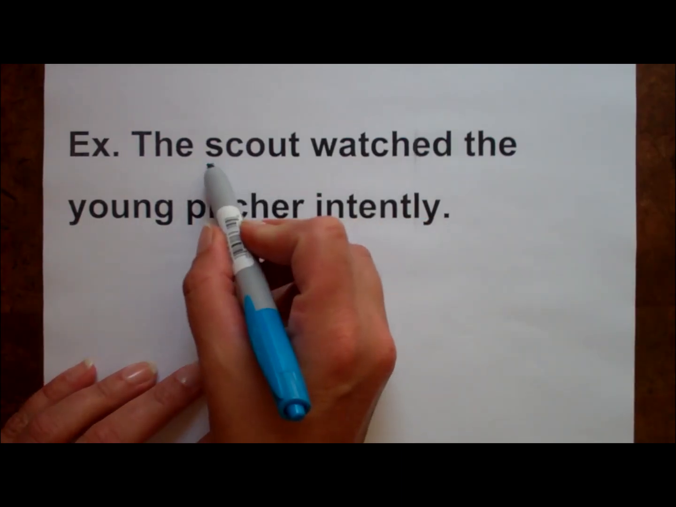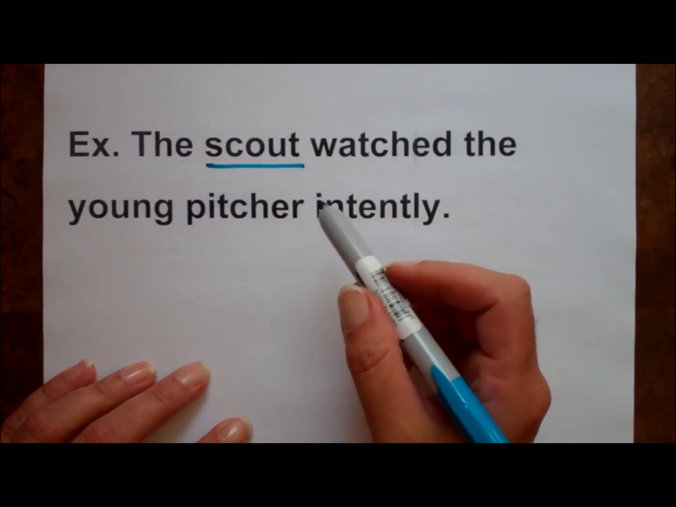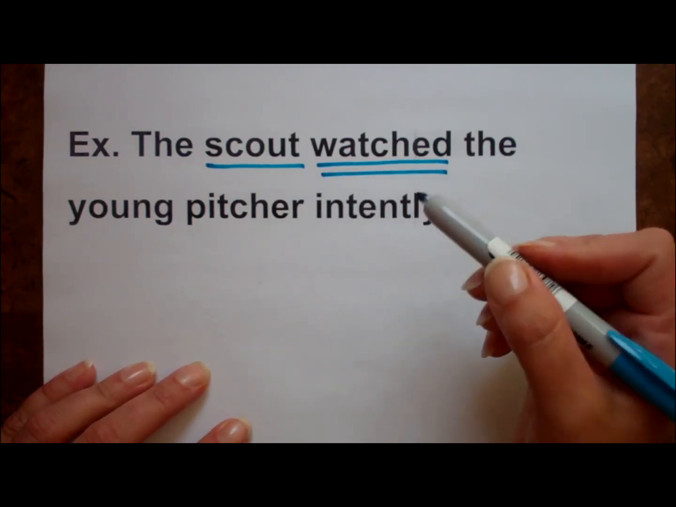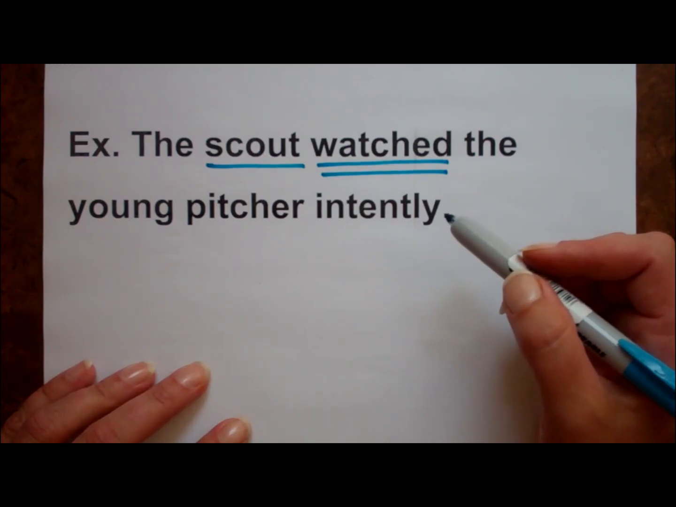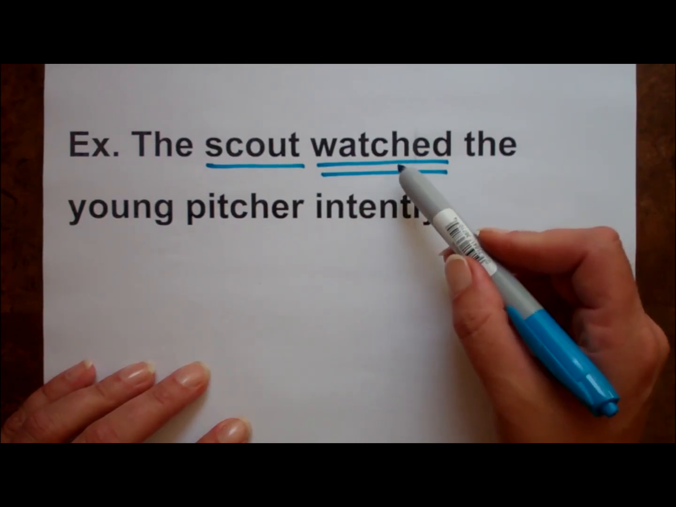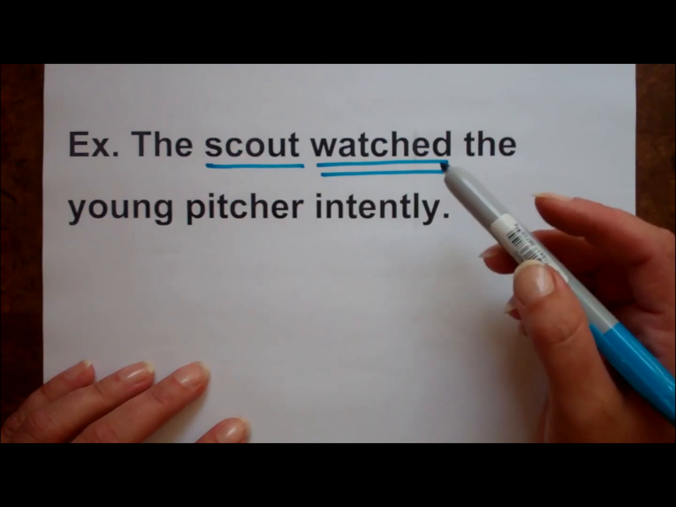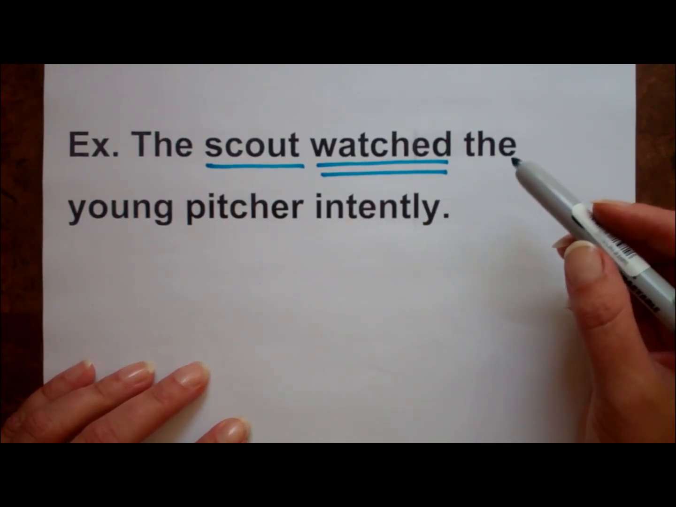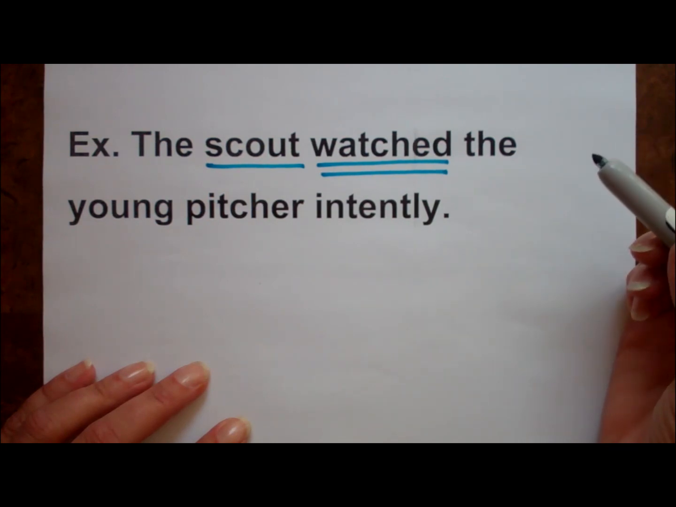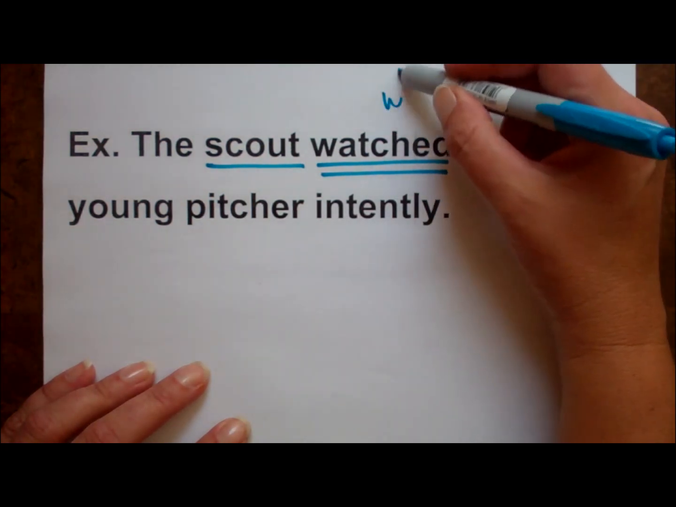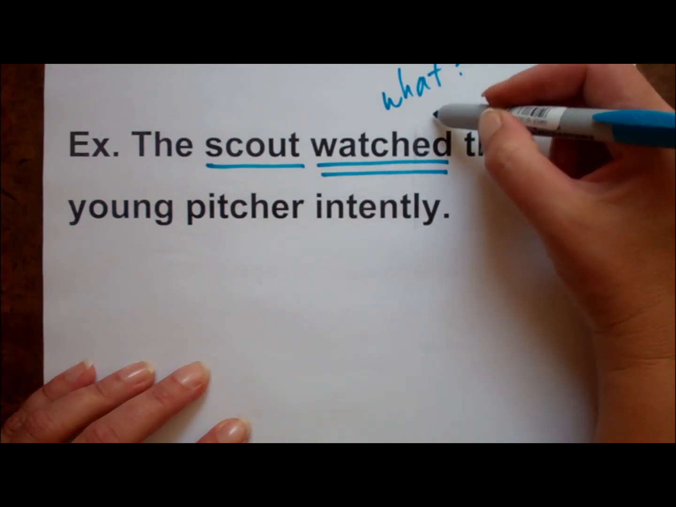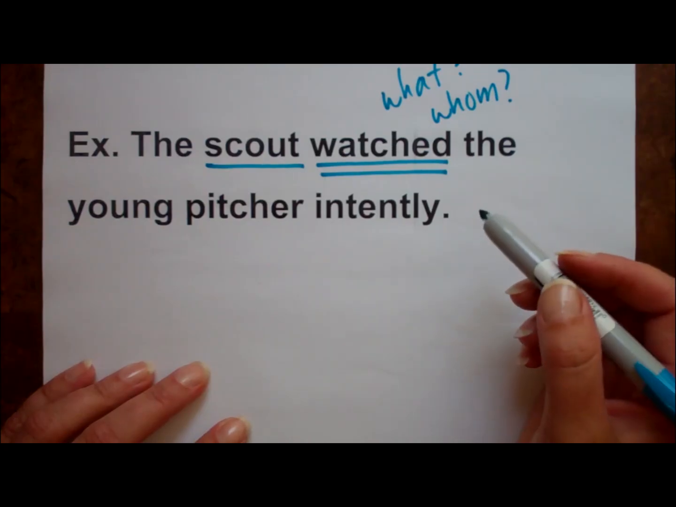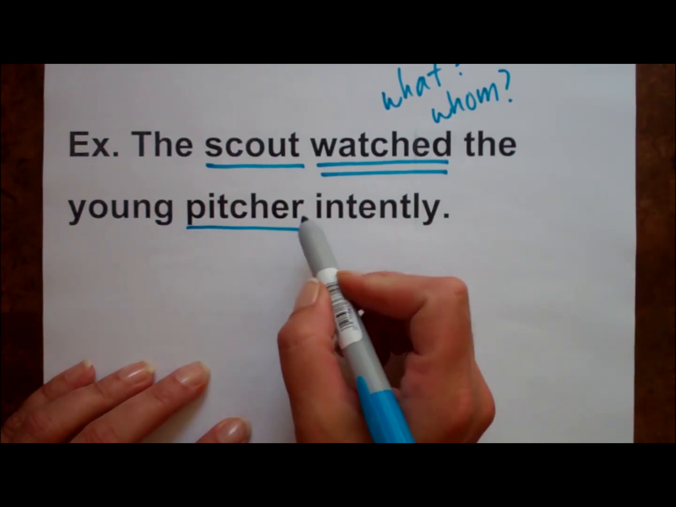Here, scout is the subject of your sentence. What did he do? He watched. That's the verb, which you know also means the simple predicate. We know it's an action verb because we can picture it happening. Generally, with a word like watched, another word is expected to complete its meaning. So we ask, using our direct object questions, watched what or watched whom? The answer to that question is your direct object, pitcher.